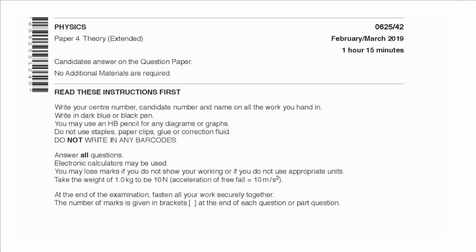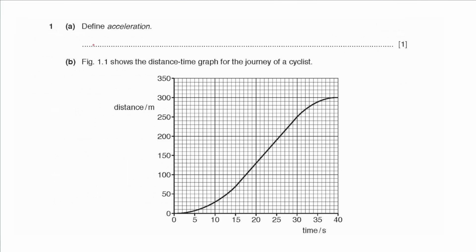In this video I will be solving the paper for exam for February-March 2019. So let's get started. Question 1a says define acceleration, that would be the rate of change of velocity.